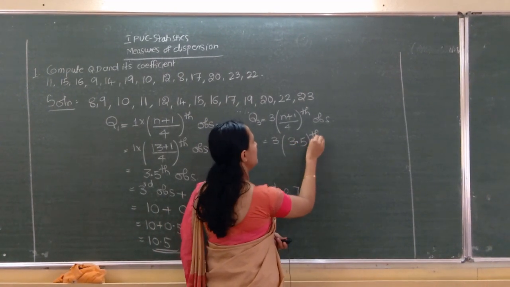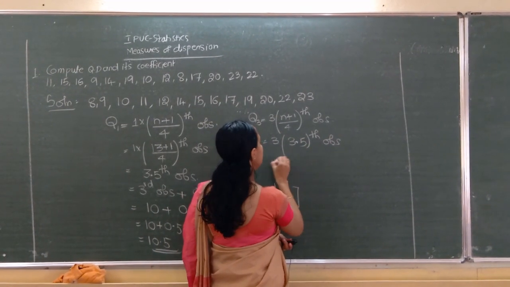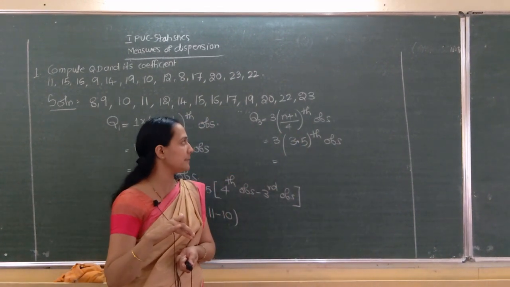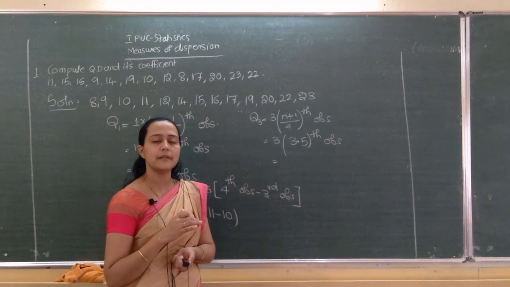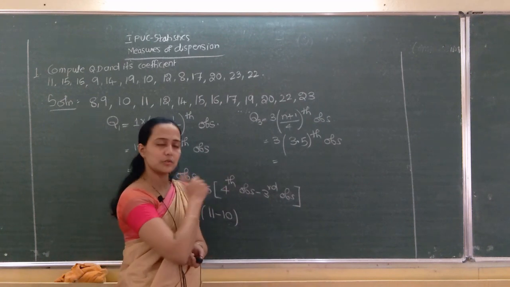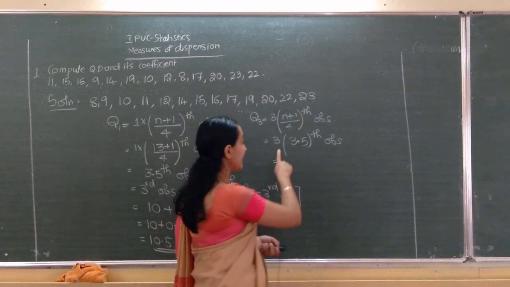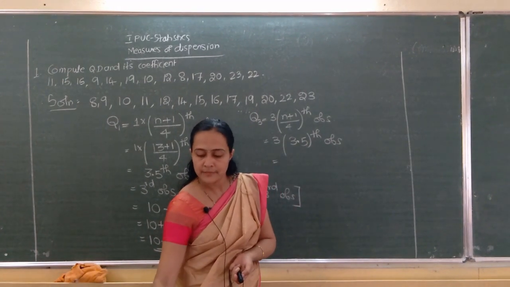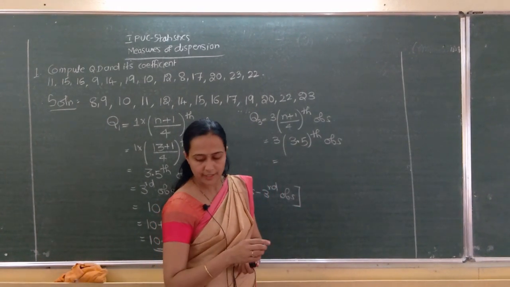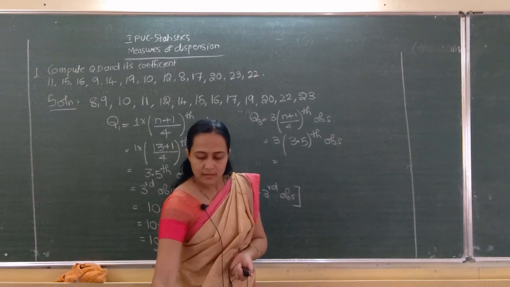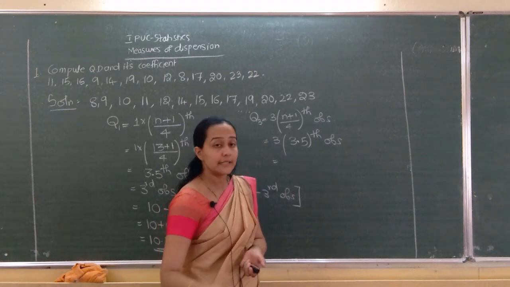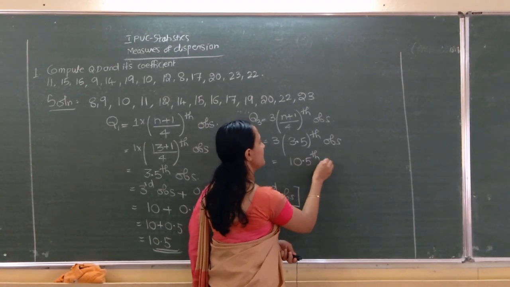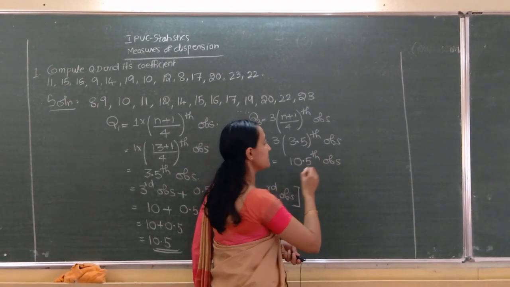3.5, fifth observation. Again, I didn't write n is 13. 13 plus 1 is 14. 14 divided by 4 is 3.5. I just wrote the answer only. 3 into 3.5 is 10.5. Correct na? So, 10.5th observation.